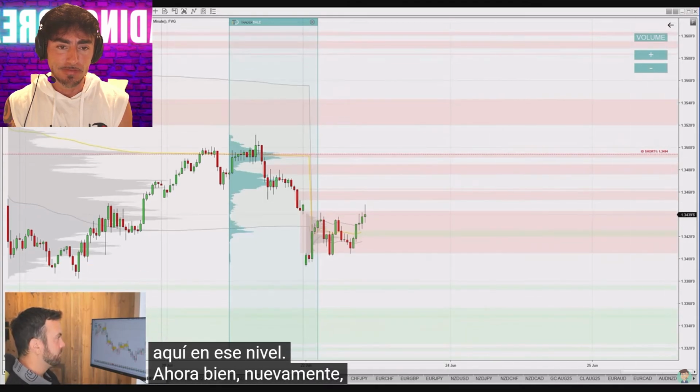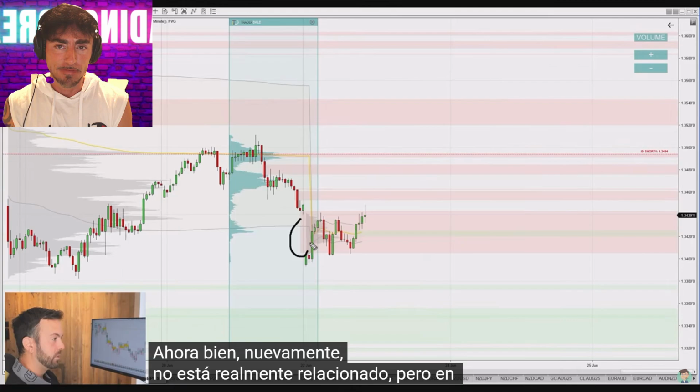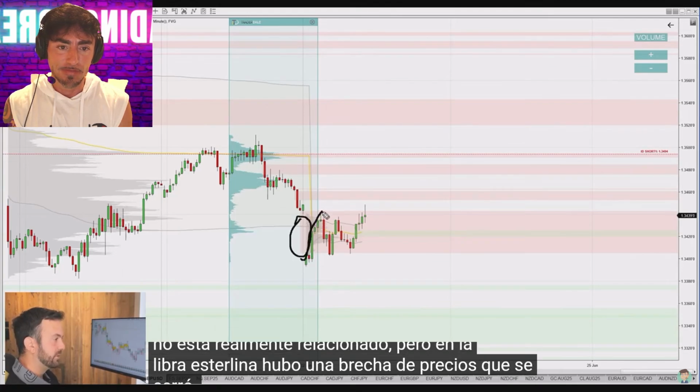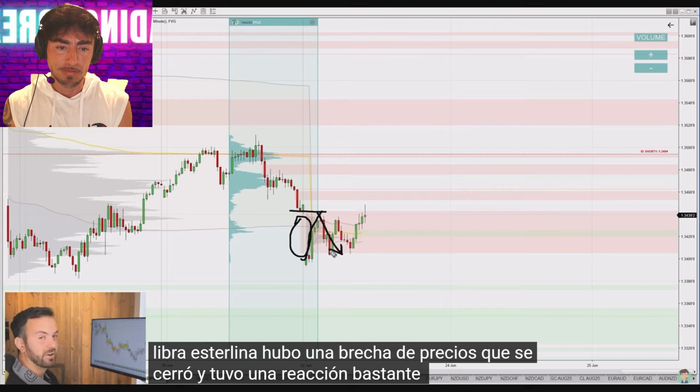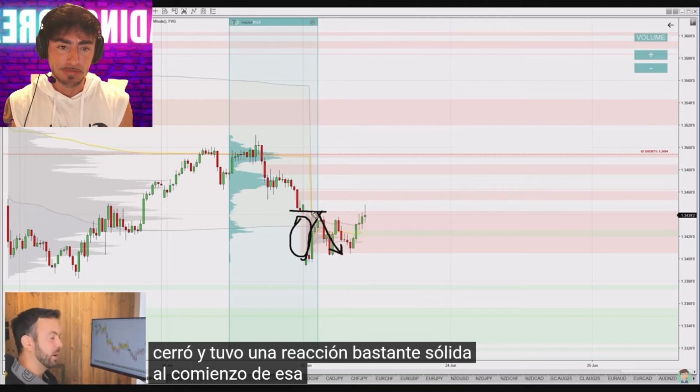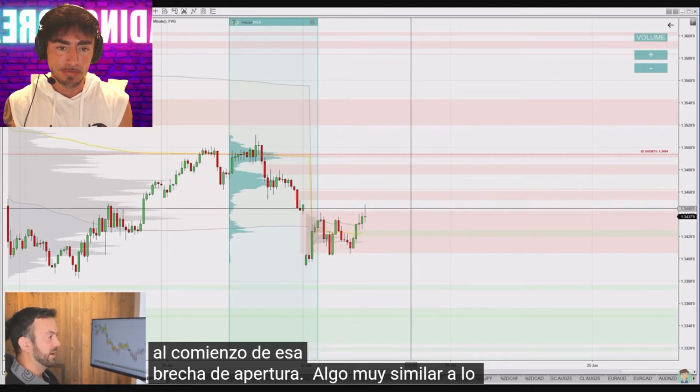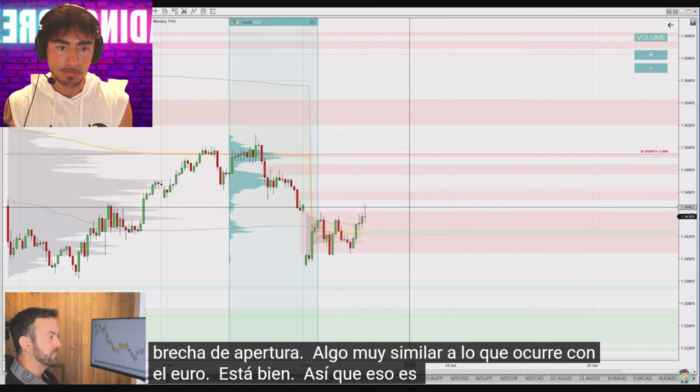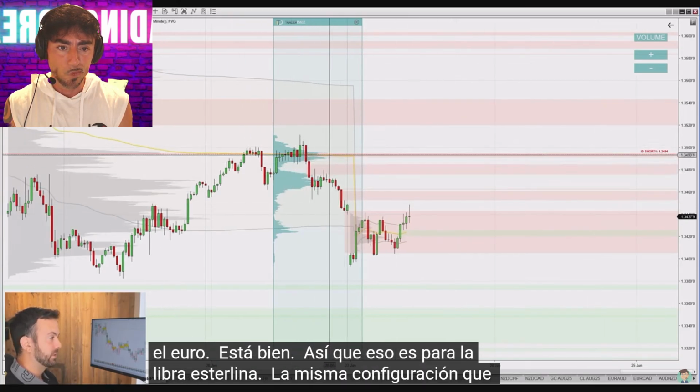Now again, it's not really related, but on the British pound, there was a gap, price closed the gap, and made a pretty solid reaction to the beginning of that opening gap. So very similar thing as on the euro. All right, so that's for the British pound. The same setup as on the euro.